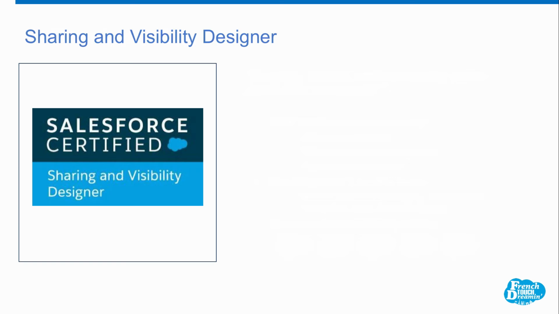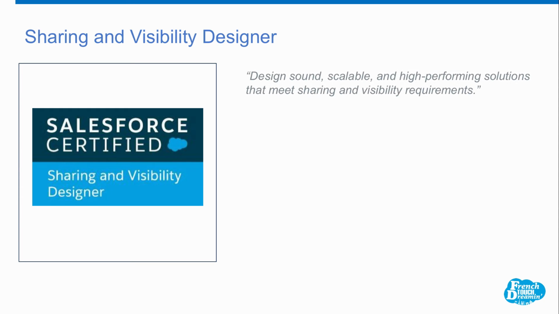Our second exam is the Sharing and Visibility Designer. This is the first designer worded exam that we'll cover. And this is all around really making sure that you can design sound, scalable and performant solutions that meet sharing and visibility requirements. Now this idea of scalable and performant will come up in the next exam as well. So it isn't just this exam that covers those, but this one really focuses on that sharing and security and visibility side of things.